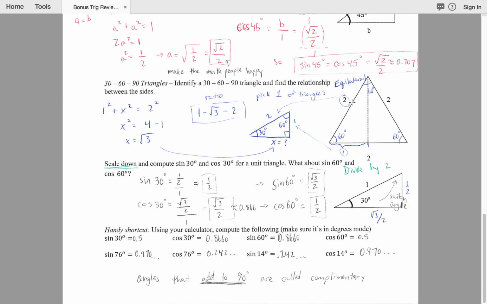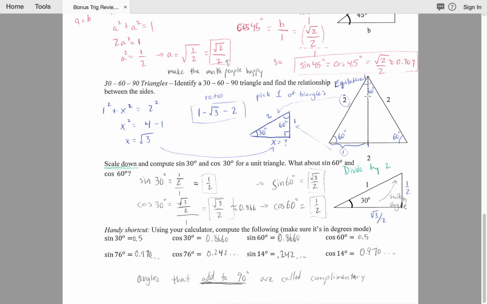The last one I'd like to take a quick look at is a 30, 60, 90 triangle. You may have seen this. Now, this one's a little bit goofy to derive. You start with an equilateral triangle, each side with length 2, and you cut that in half with this dashed line here. Now, we know that each of these angles is 60 because a triangle needs to add up to 180. Makes sense.